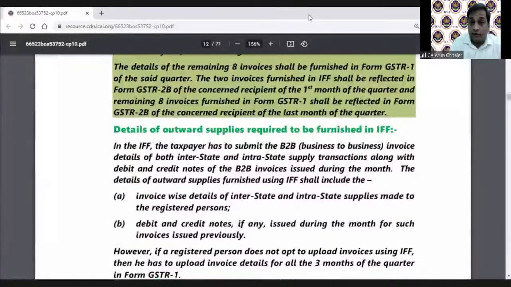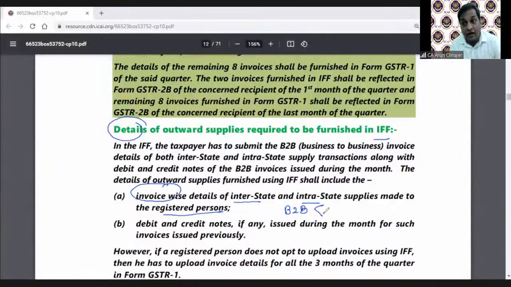Now, what are the details to be captured in the IFF? The invoice-wise details of inter or intra made to registered person, which is called as B2B. Whether it is inter or whether it is intra, all the details need to be entered in the IFF. Debit and credit note, if any, issued during the month for the invoices issued previously.